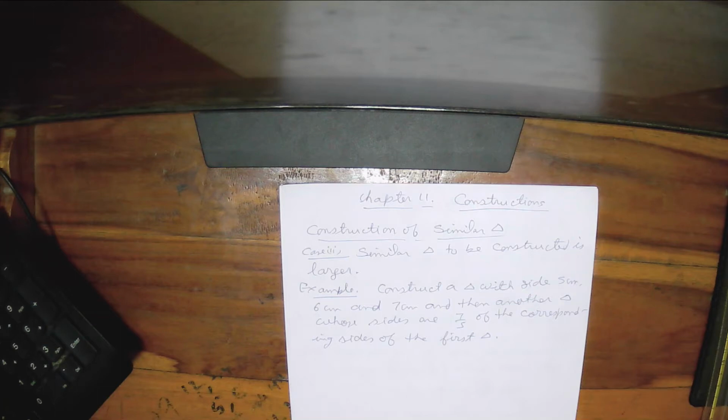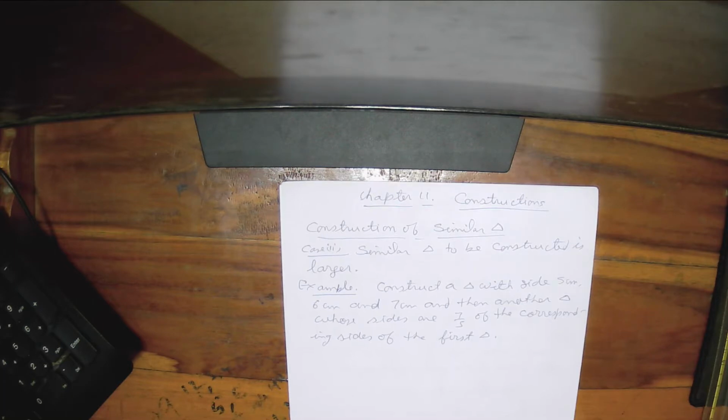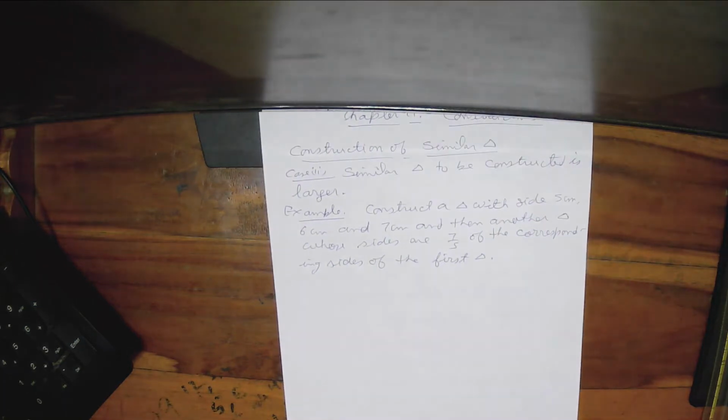Chapter 11 Constructions. Construction of similar triangle. Case 2. Similar triangle to be constructed is larger. So here we will take one example. The example is like this.